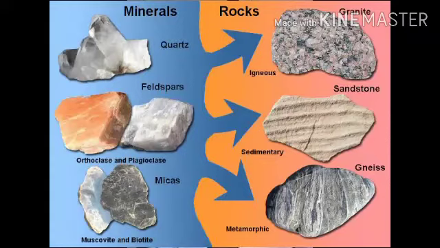So from their conversation we came to know that natural occurring substances that have a definite chemical composition are known as minerals. Okay, which in Hindi we call khanij.